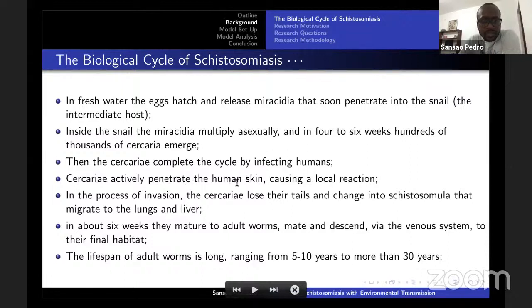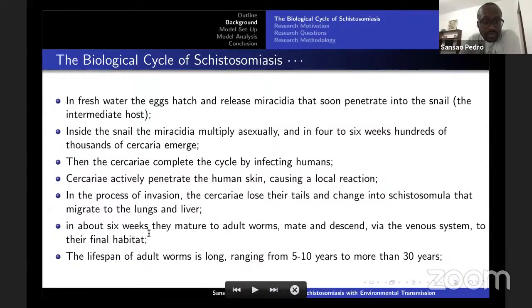Cercaria penetrate the human skin, causing a local reaction. Most of the time, this reaction can be felt in regions where the disease is not endemic, but in regions where the infection is endemic, generally it is asymptomatic. People do not feel anything. In the process of invasion, the cercaria will lose its tail. Then it will change into a schistosomula that migrates to the lungs or liver.